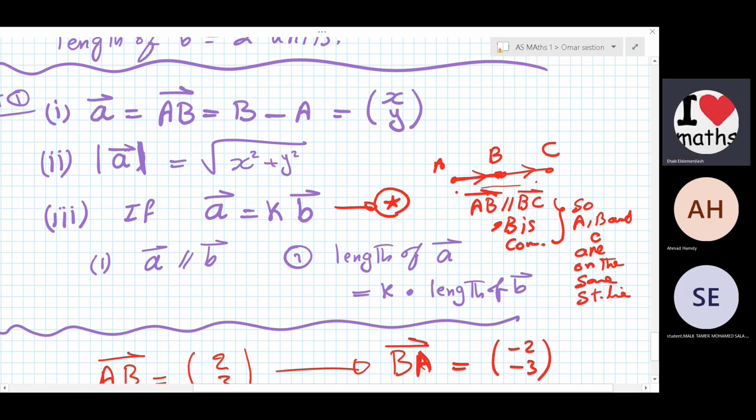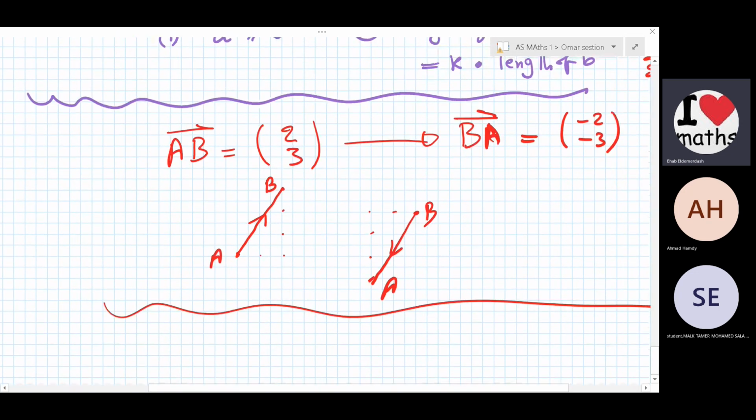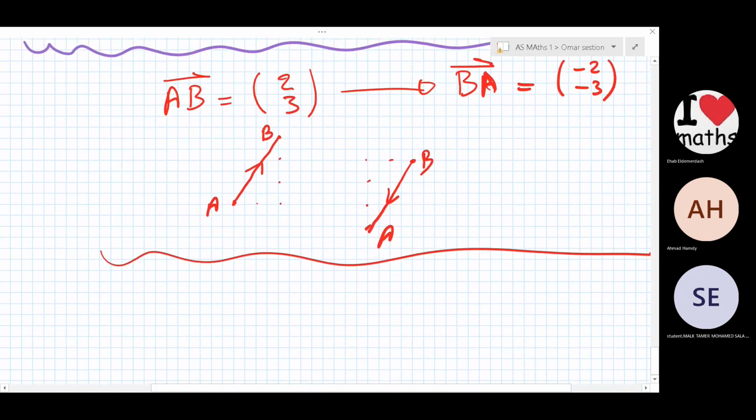اتفقنا يا شباب؟ يبقى ده القصة اللي موجودة معانا. If I need to prove that the 3 points are on the same straight line, يبقى هنا to prove that they are on the same straight line, what do I have to say? ايه اللي انا لازم اعمله هنا يا اخوانا كده؟ I have to prove that AB and BC are parallel and there is a common point يا احمد. اتفقنا؟ طيب let's go into the question. Do we have any problem for this information?